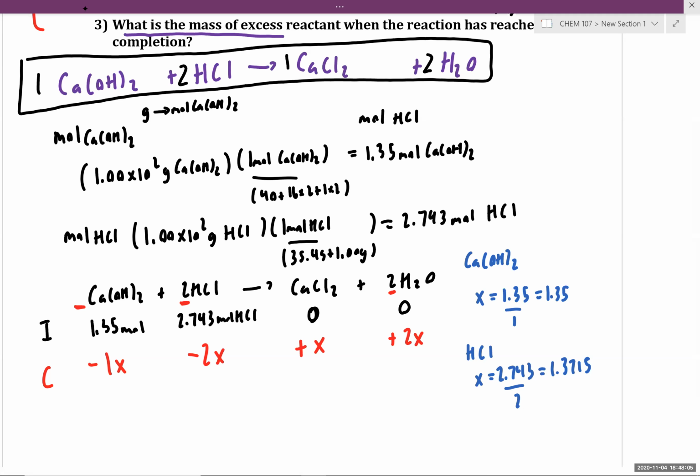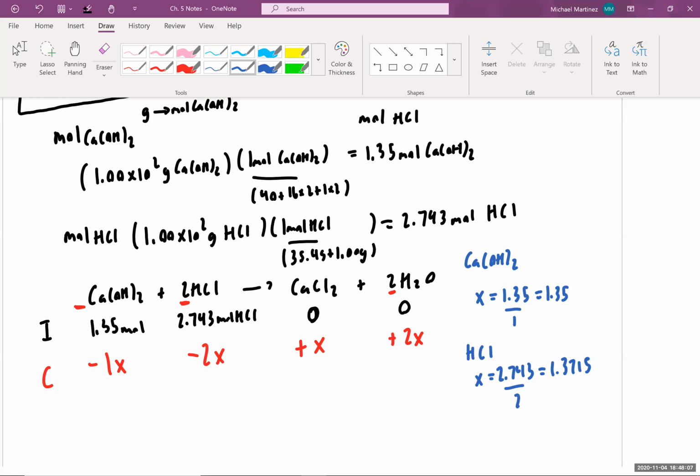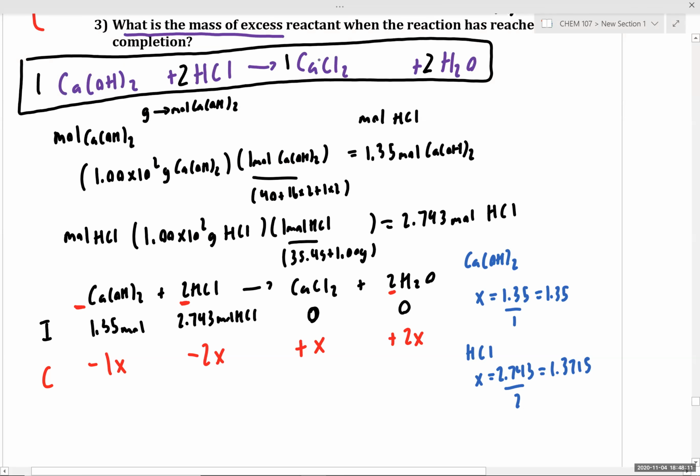So then, which reactant is limiting? Which value of X do we actually use? Which value of X is smaller? Which reactant has the smaller value of X? Calcium hydroxide. Yep, exactly right. So we put a box around calcium hydroxide.